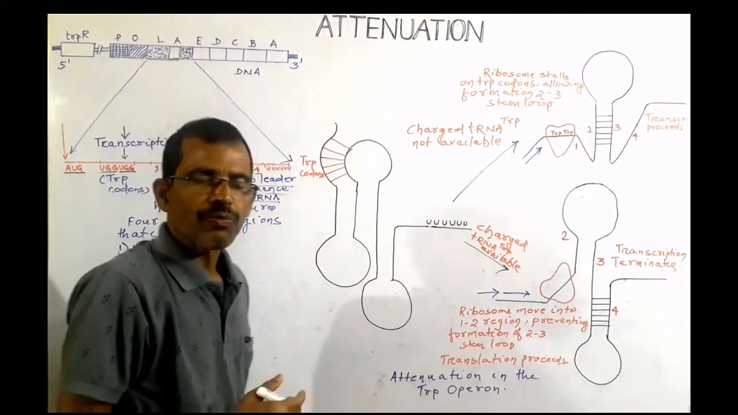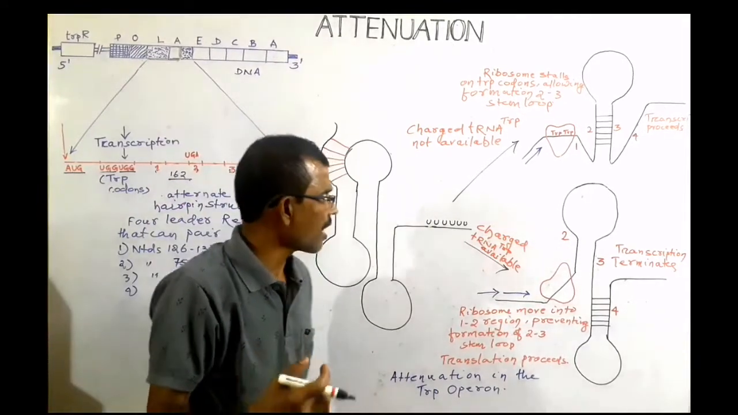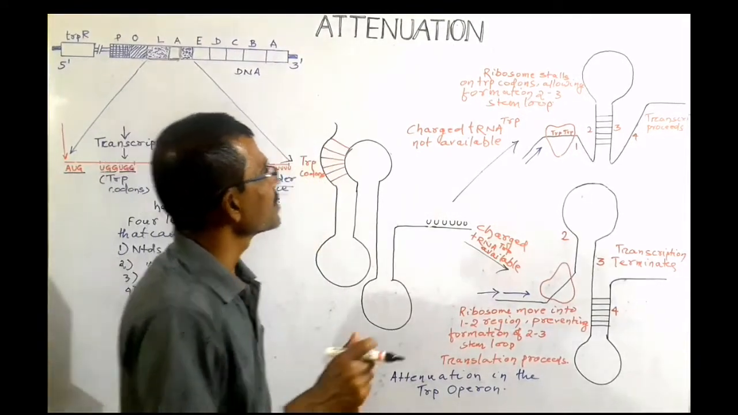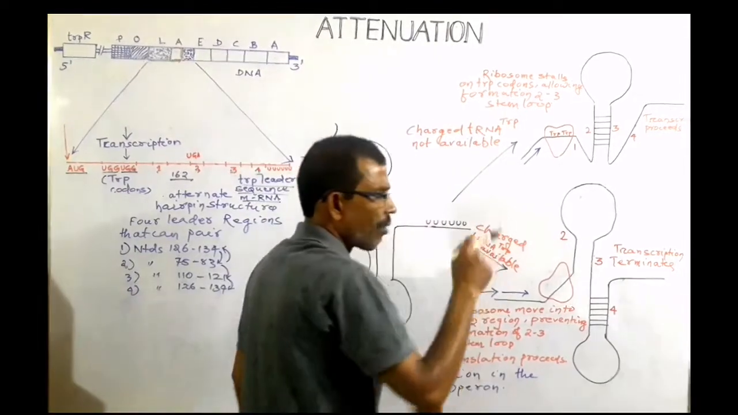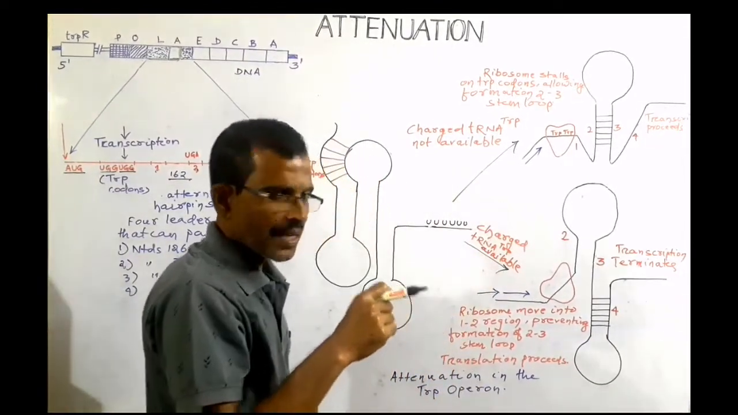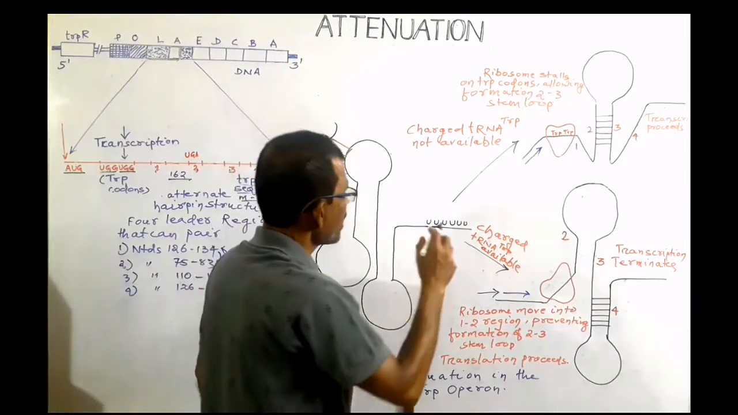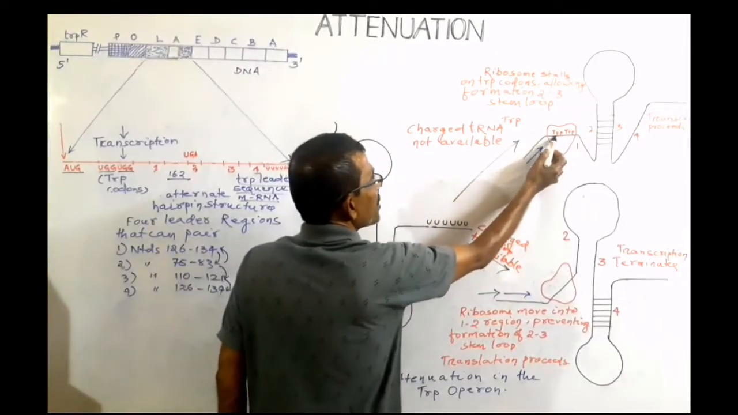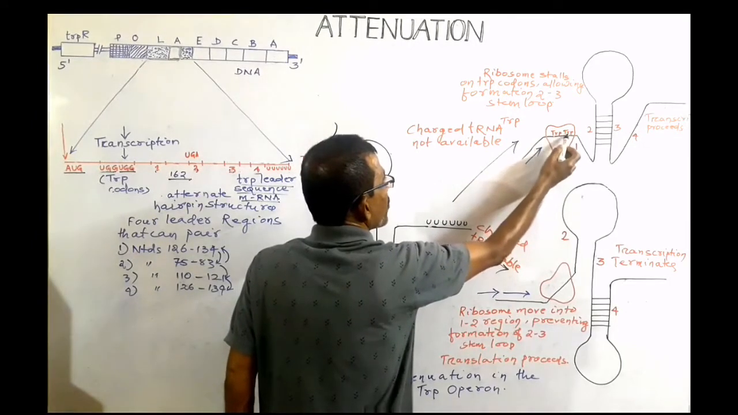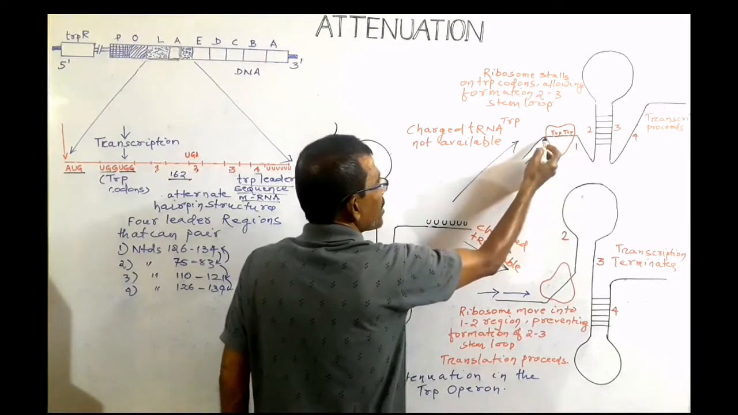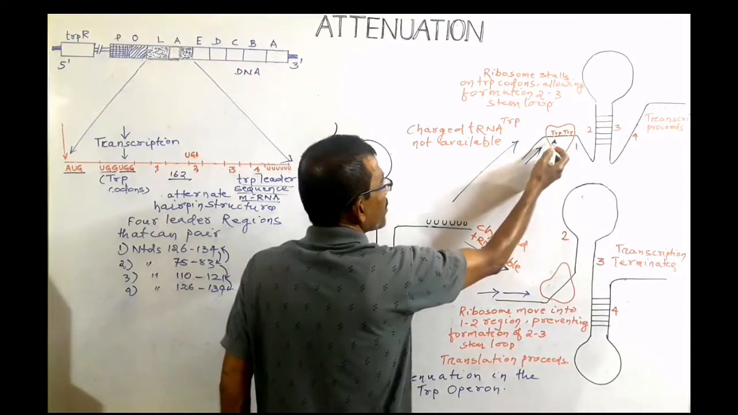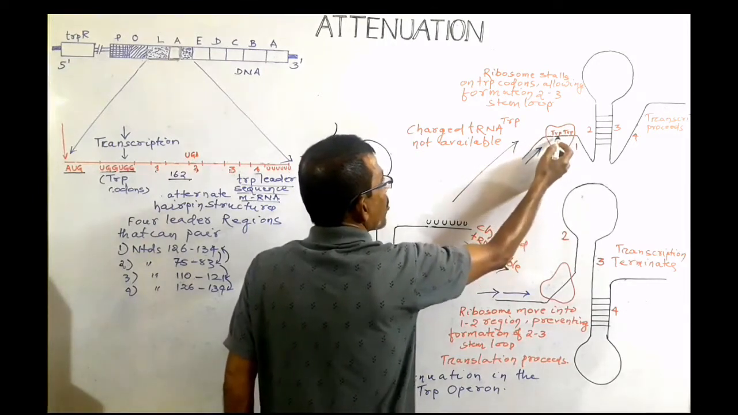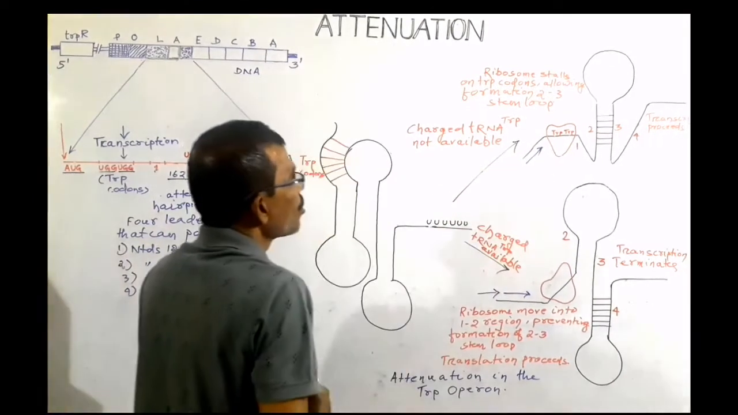When the tryptophan charged tRNAs are not available, the ribosome, while translating the leader mRNA, stalls on the tryptophan codons. These are the two contiguous tryptophan codons. So when there is a low level of tryptophan, the ribosome stalls on these tryptophan codons.